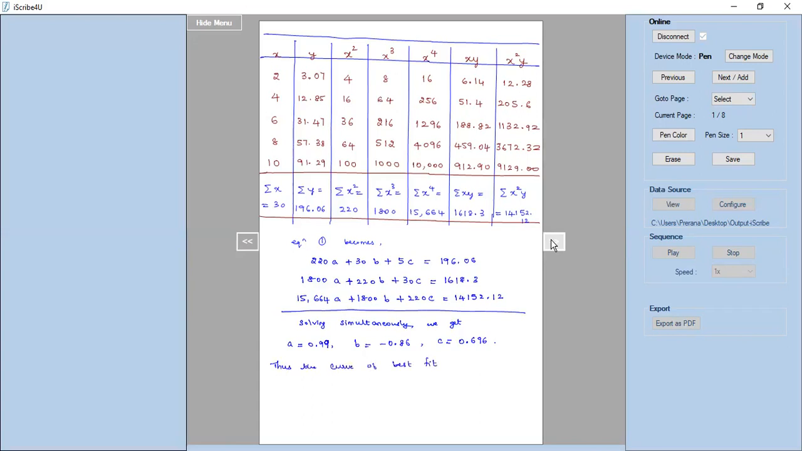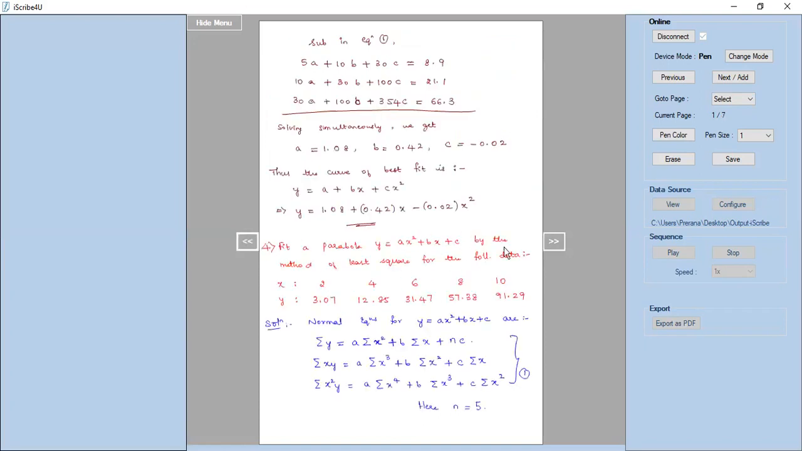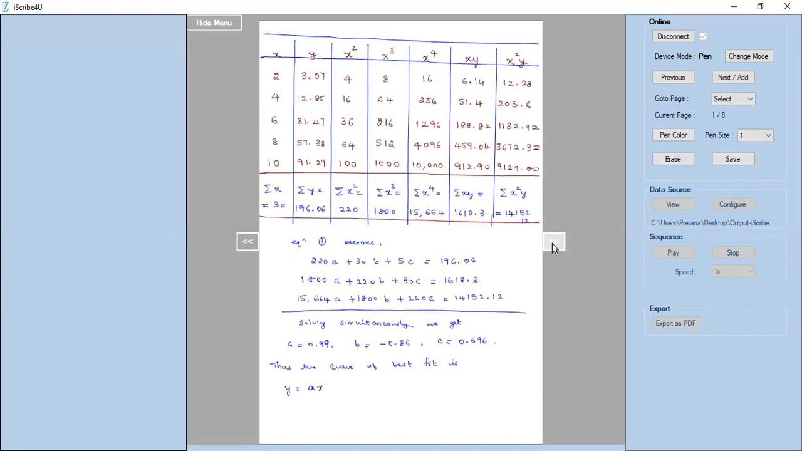How do we obtain the curve of best fit? By substituting into the given equation. The second degree parabolic equation here is y is equal to ax square plus bx plus c. So we are substituting in that ax square plus bx plus c. This gives us y is equal to 0.99x square minus 0.86x plus 0.696. In that format, we are substituting the equation. So this is how problems on second degree parabola can be worked out.